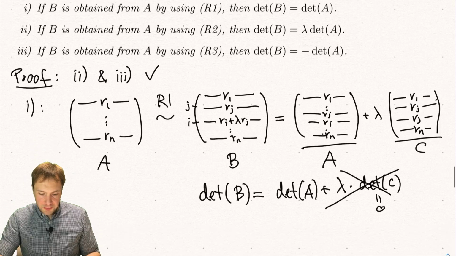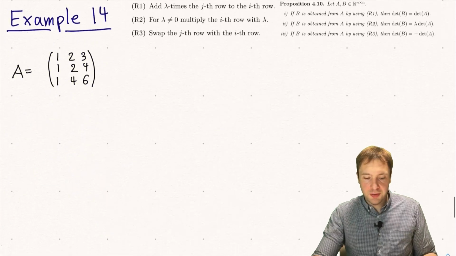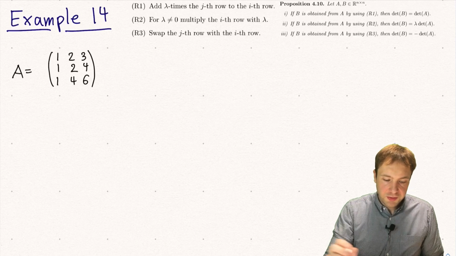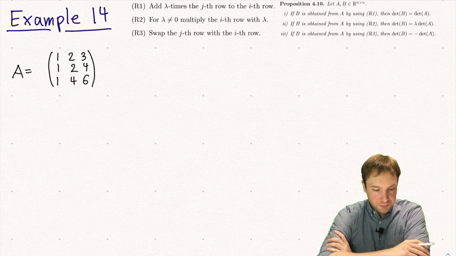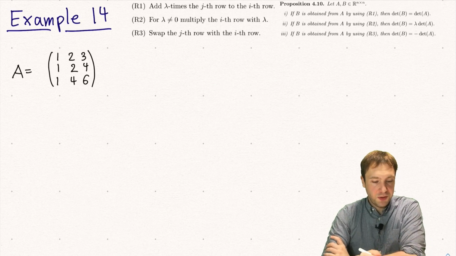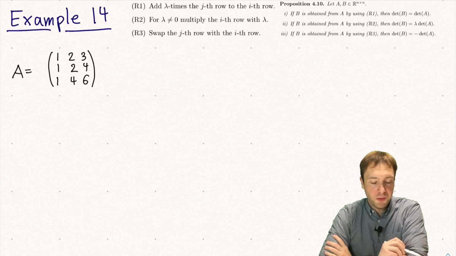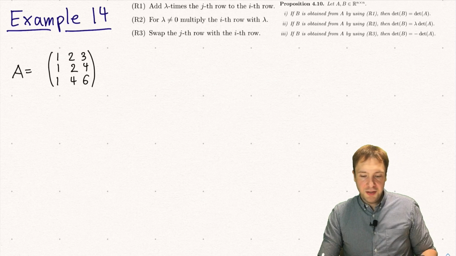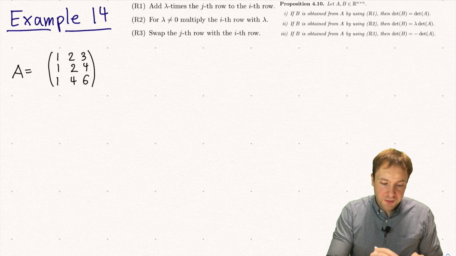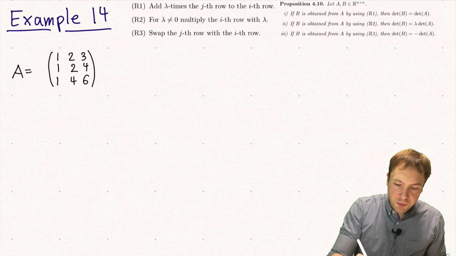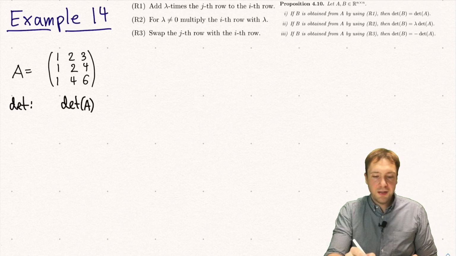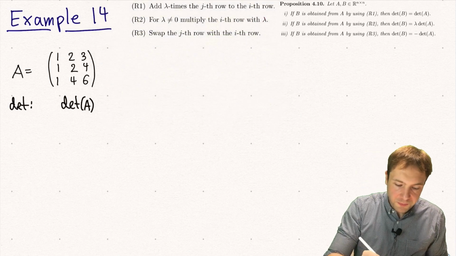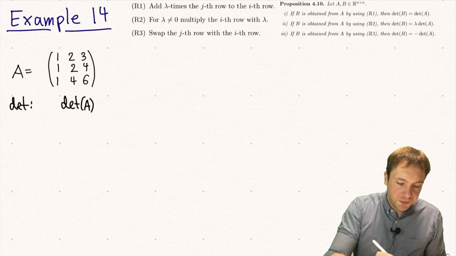Okay, so let's do one example for this. Let's assume we have this matrix A, and in linear algebra 1, one exercise, for example, would be to calculate the row-reduced echelon form of this matrix. And for this we use these three row operations. So let's do this in this example and always keep track of the determinant. In this case, because this is just the matrix A, the determinant is the determinant of A.